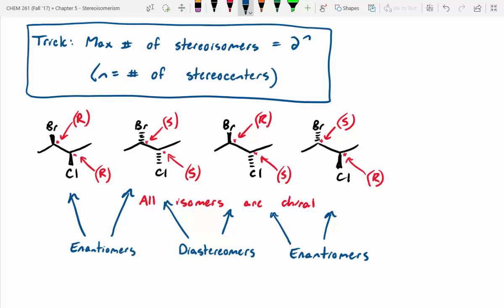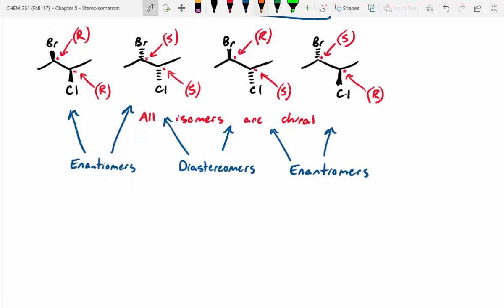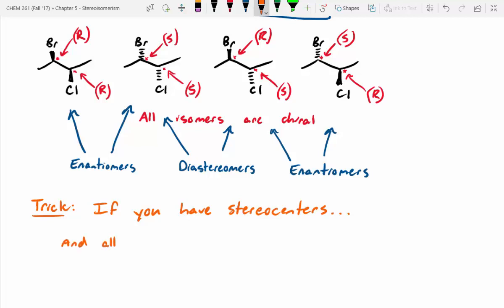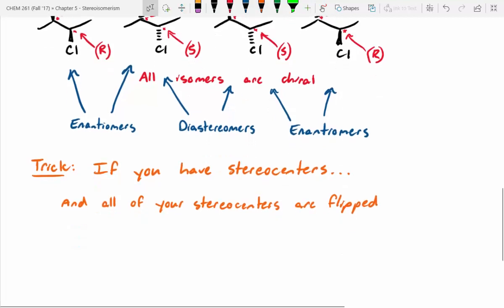I'll show you a super handy trick. If you have stereocenters, and all of your stereocenters are flipped, that means that they are enantiomers.